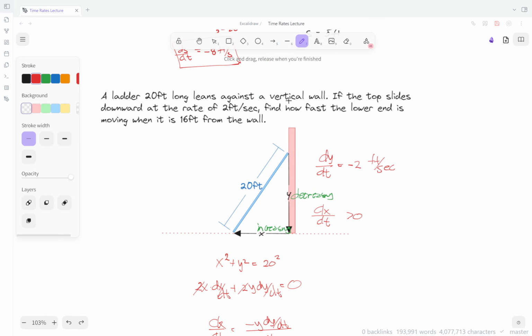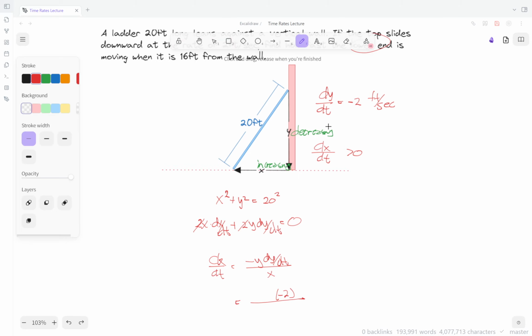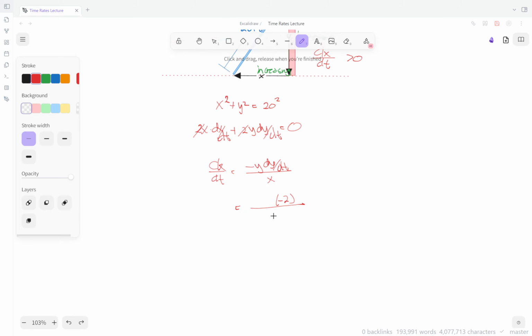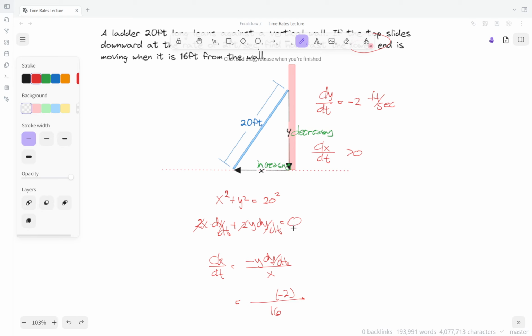We said to find how fast the lower end is moving when it is 16 feet from the wall. The word "it" here represents the lower end of the ladder, so that is representative of the variable x. That's 16 feet. And we don't put negative here because we are talking about the length of x, not the rate of x. We have a negative sign here by default because we transferred the term from the other side. So that's negative. But now we need to find the value of y.